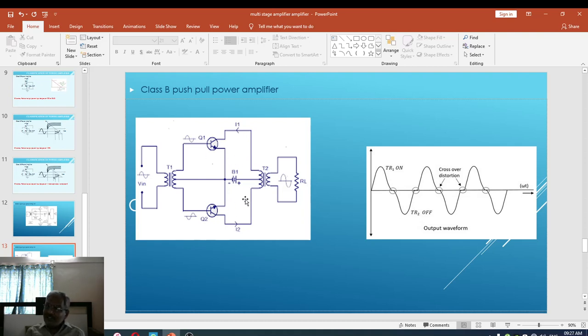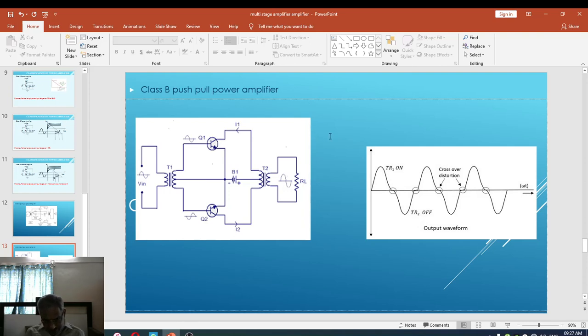As it doesn't contain the resistor divider biasing network, its operating point is located at the cutoff point. So that's why it doesn't allow current to pass in both of the half cycles. It allows current to pass only in half of the AC input cycle. So that's why it belongs to class B. Hence it is known as class B push-pull power amplifier.